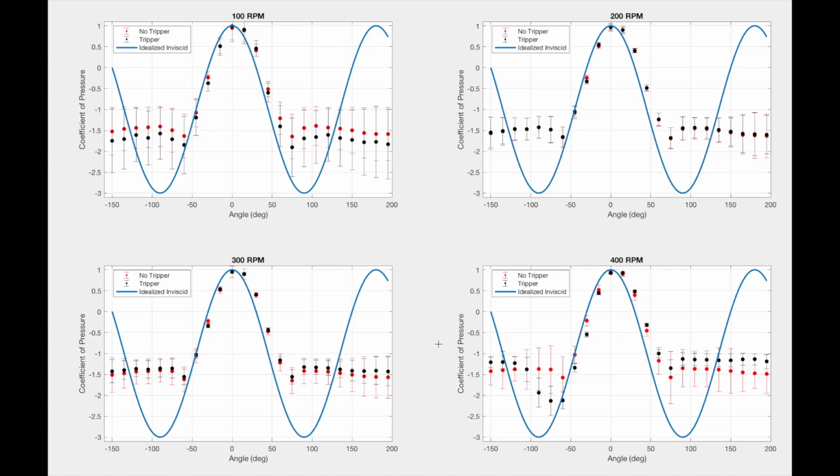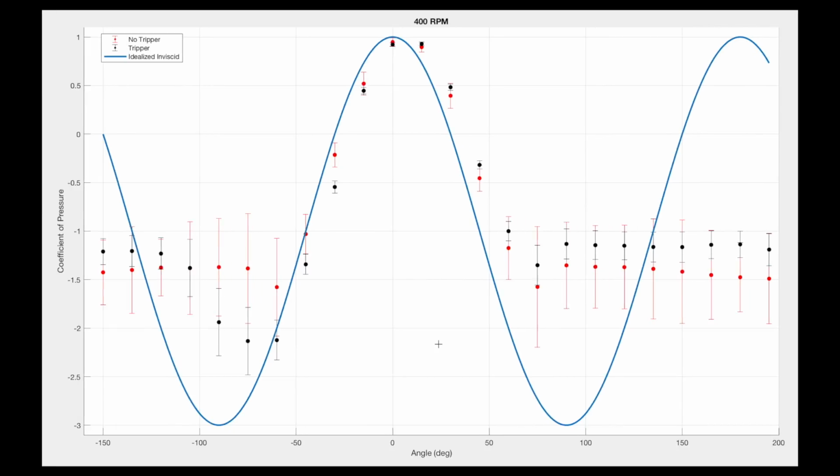As you can see, 400 RPM gives the clearest results, especially in terms of boundary layer separation. On the 400 RPM plot, especially on the left side, we can clearly see that the tripper changed the boundary layer separation point. The boundary layer here has been separating about 15 degrees later than without the tripper.